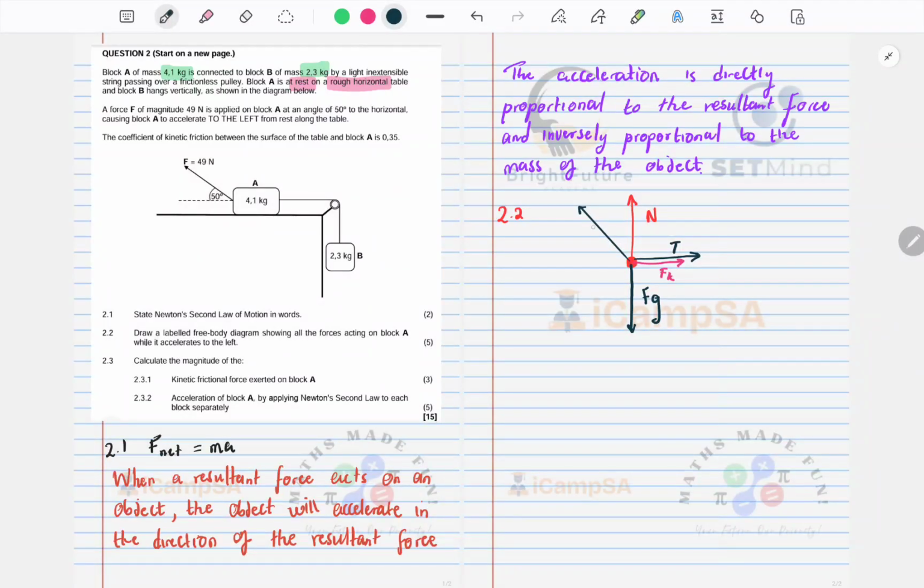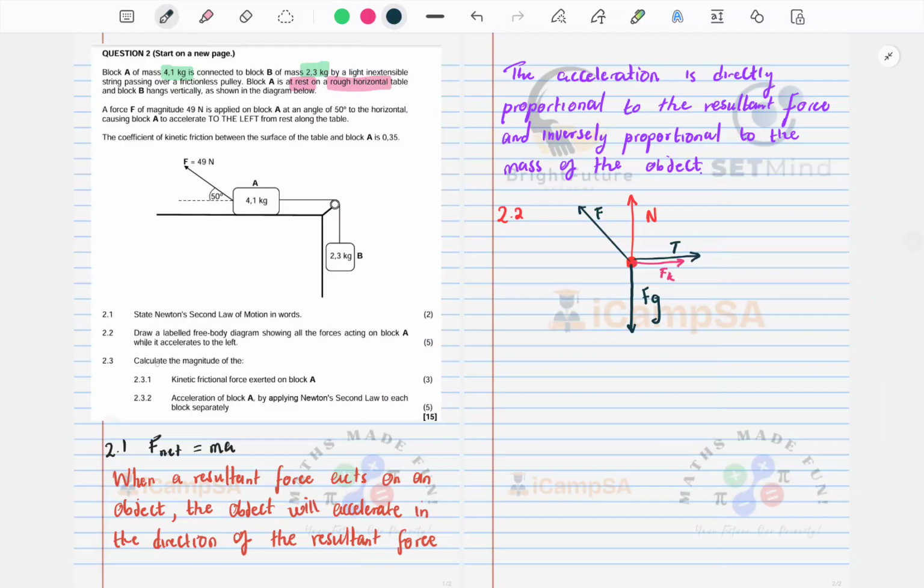This is going to be your F, which is 49 newtons. You have simply drawn the free body diagram that they were asking for. This is 5 free marks. So you have how many forces? 1, 2, 3, 4, 5. 5 marks. So sometimes you can use these marks to determine the number of forces that are expected from you. Cool. So then let's move to 2.3.